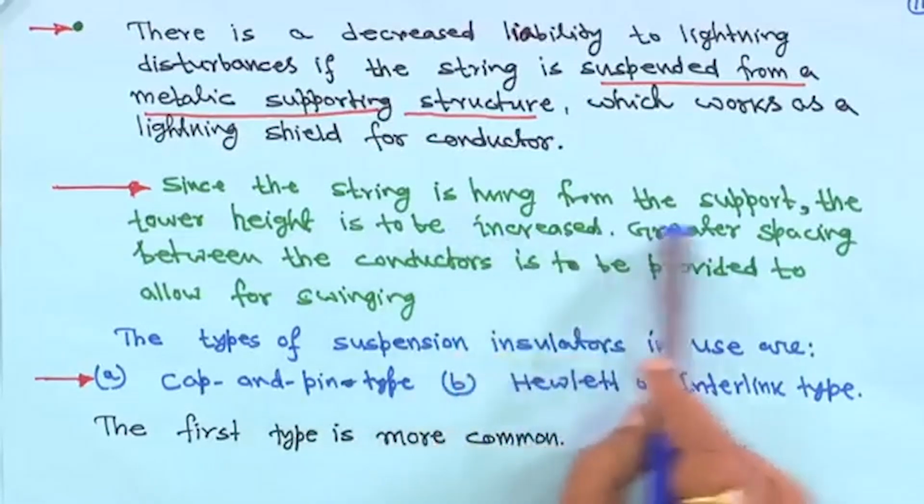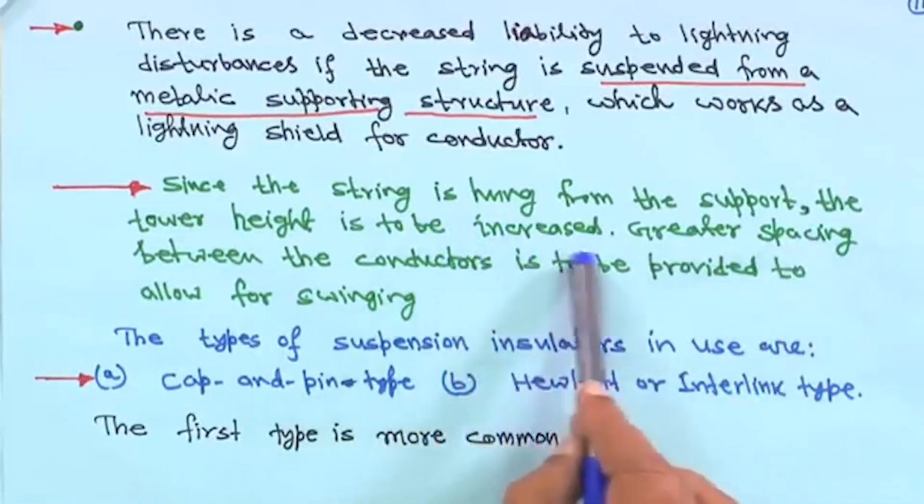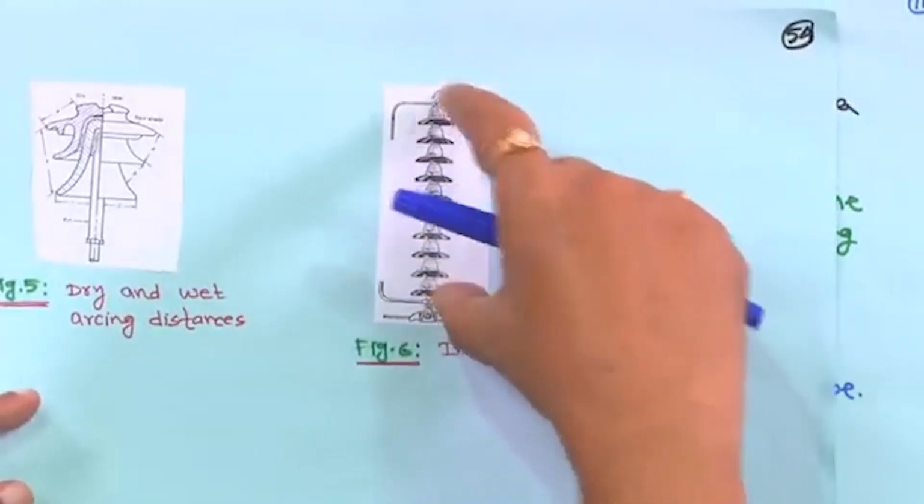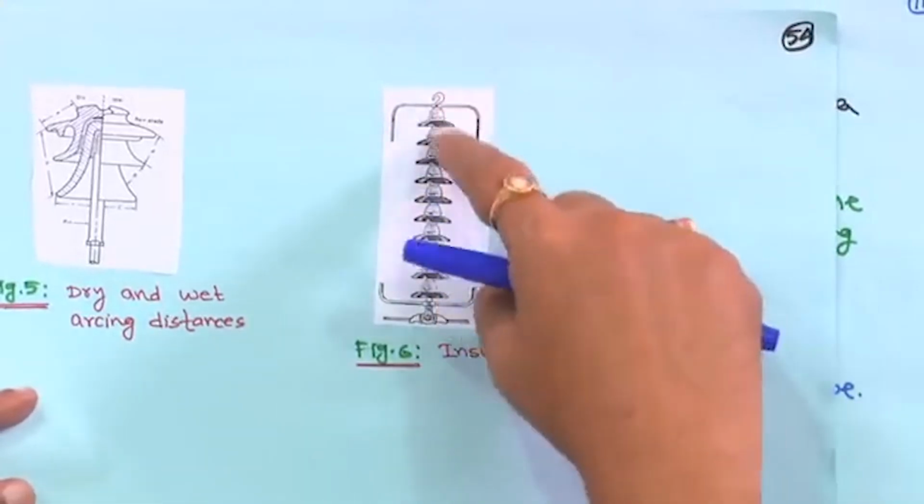Since the string is hung from the support, the tower height has to be increased, because in a high voltage line there are so many insulator pieces.